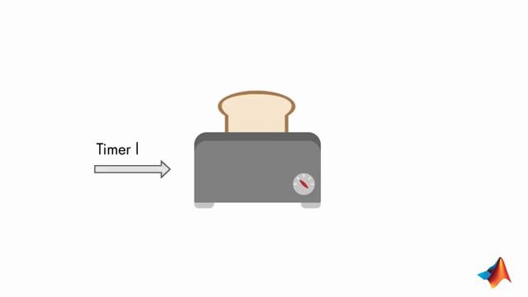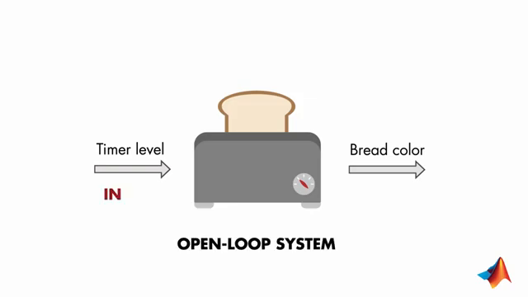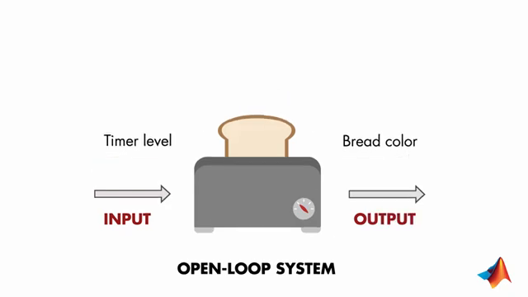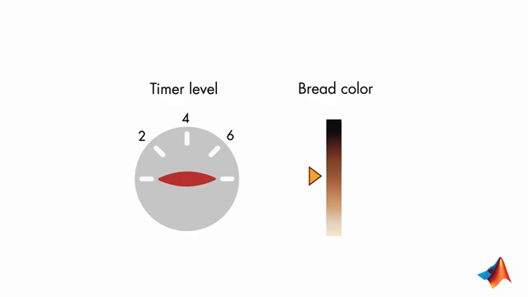One of the devices you use daily is your toaster. You place a slice of bread in it, then set its timer, and when it's done, your toast pops out. The bread's color has changed based on the timer setting you chose. Here, the toaster with the bread is an open-loop system that takes an input time and gives an output bread color.